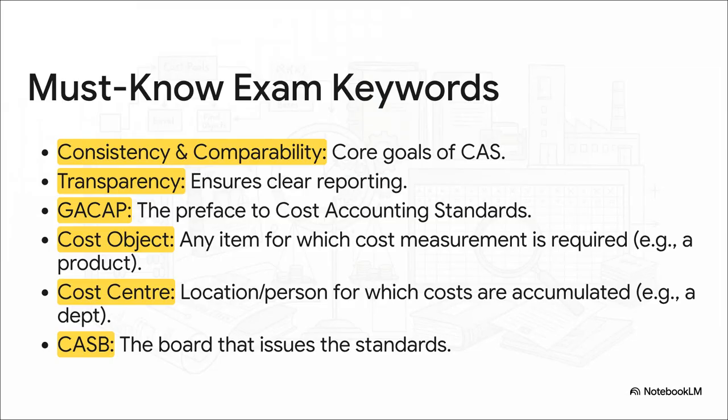Now for the buzzwords. These are your exam keywords. You have to know these. Things like consistency, comparability, transparency. Those are the goals of CAS. You need to know GAAP. And then these two, cost object and cost center. A cost object is the what you're trying to find the cost of, like a product or a service. A cost center is the where, a department or a location where you're collecting costs. And of course, the CASB, the board that makes the rules. Seriously, make flashcards for these. They are gold for theory questions.